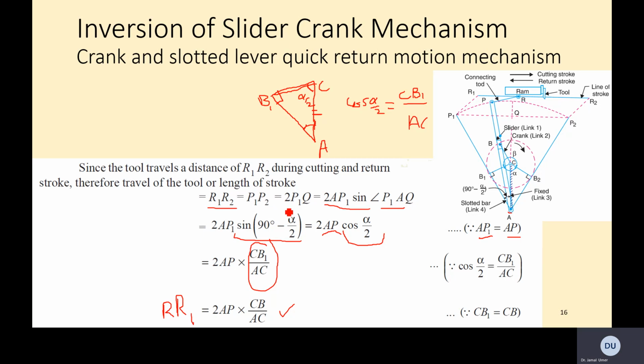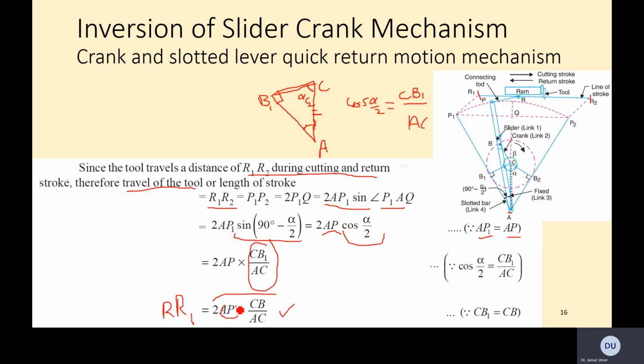RR1 or PP1. RR1 we are writing because this is the physically important parameter which we are interested in. So that's what we can say RR1 during cutting and return stroke, therefore the travel of the tool. So this is tool travel, or you can call it the length of the stroke, which can be determined just by using this formula.